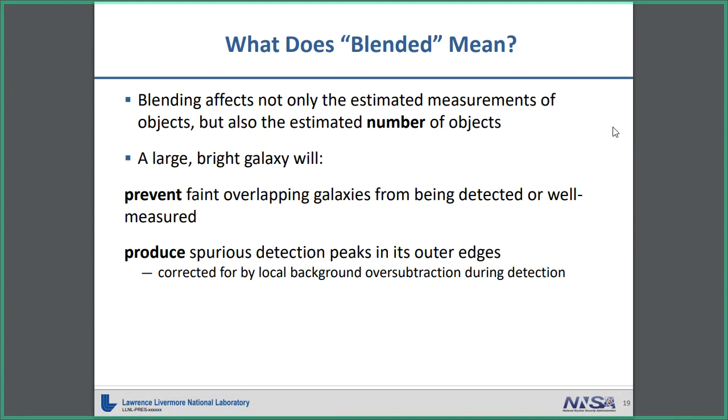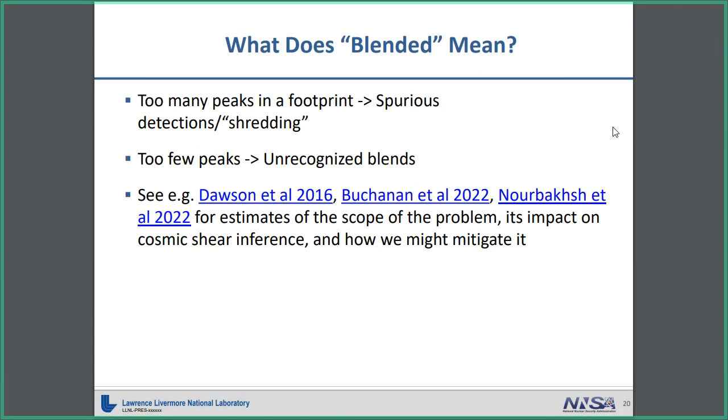Preventing spurious detections in the outer edges of a bright galaxy, preventing that is the goal of temporary local background oversubtraction in the detection step. So that's just yet another step in the detection that I hope you've internalized completely now.